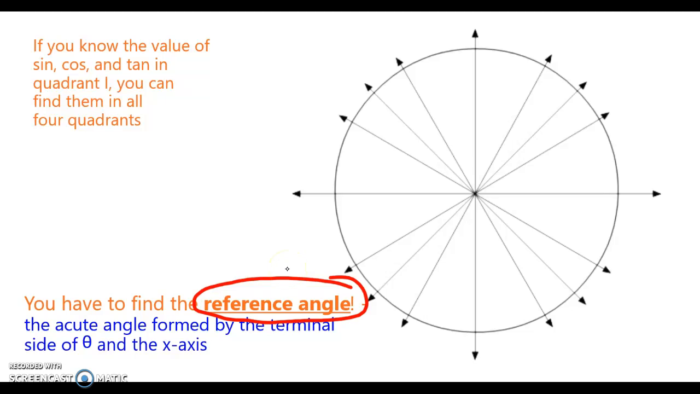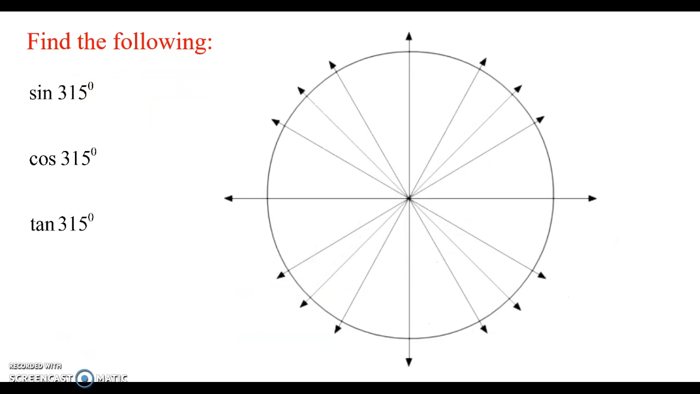Okay, remember the reference angle is the acute angle formed by the terminal side of the angle and the x-axis. Always go back to the horizontal axis. Okay, so our next example here will kind of illustrate that. If I want to find the sine, cosine, and tangent of 315 degrees, here's 315 degrees. Well, my reference angle is going to be 45 degrees then.